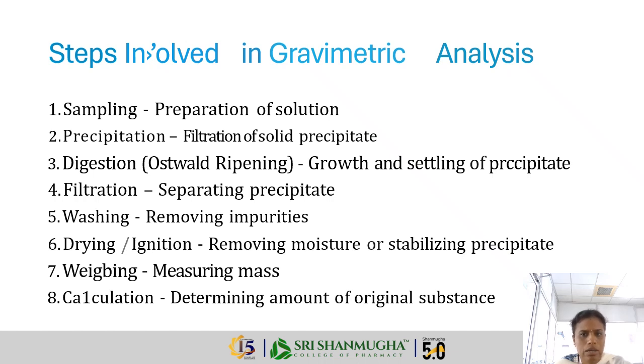Next, the dried precipitate is weighed accurately. After that, finally we make calculations to determine the amount of the original substance present in the sample. These are the steps involved in gravimetric analysis: first sampling, second precipitation, third digestion, fourth filtration, fifth washing, sixth drying, seventh weighing, eighth calculations.